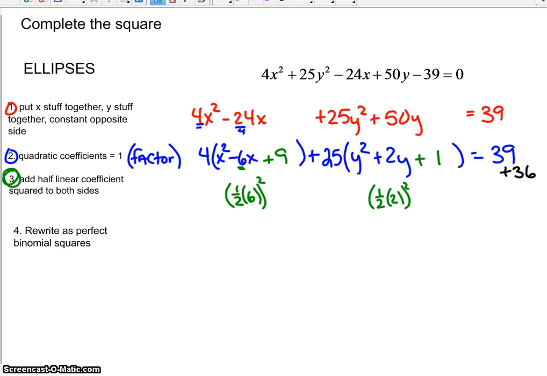So one of the things we have to do here is remember to distribute. I didn't actually just multiply or add a 1 here. I actually added a 25 times 1.